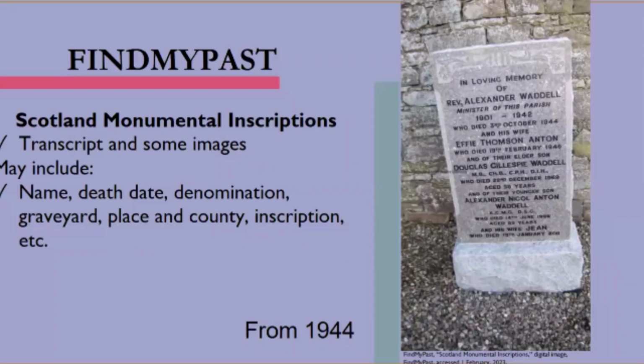And here's an example of one of those inscriptions that you can find on Find My Past. This one's from 1944, and it has quite a few people listed on it. We've got the Reverend Alexander Waddell. We've got his wife listed there. We've got his eldest son listed there, his younger son listed there. And then way down in the smallest print at the bottom, you've got the youngest son's wife, and they're all listed there on that one monument.